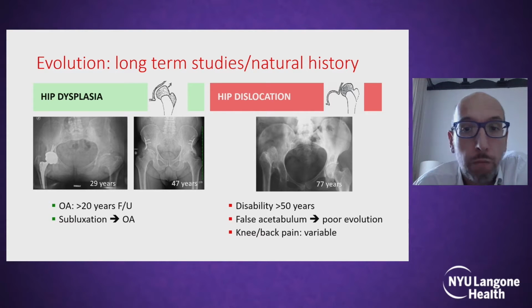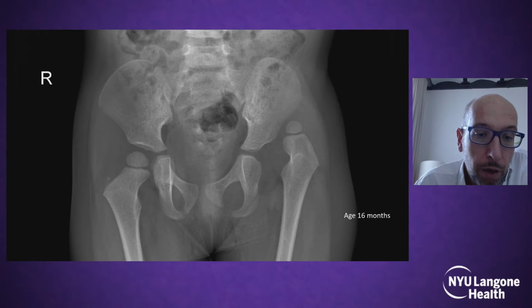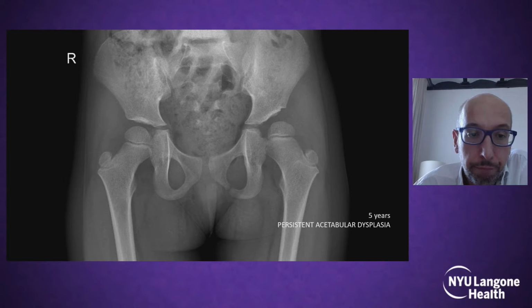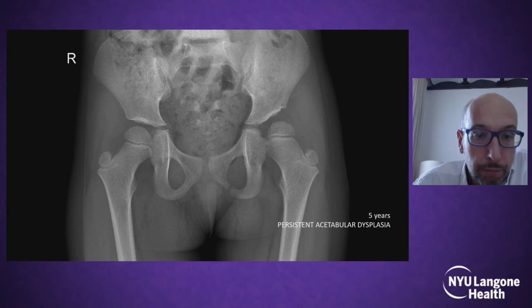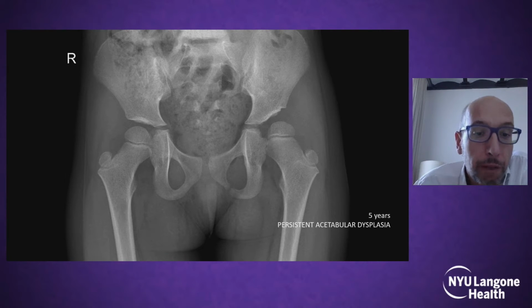for acetabulum. In this upcoming slide, we have a 16-month-old young girl with the left dislocation, and in this case, as you can see, the hip didn't remodel throughout the follow-up period, and by age 5 years, the patient had persistent acetabular dysplasia.